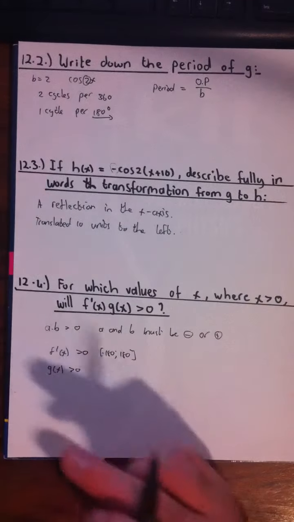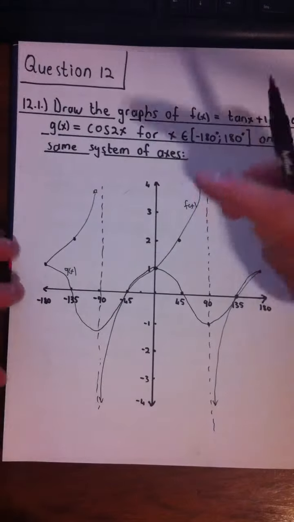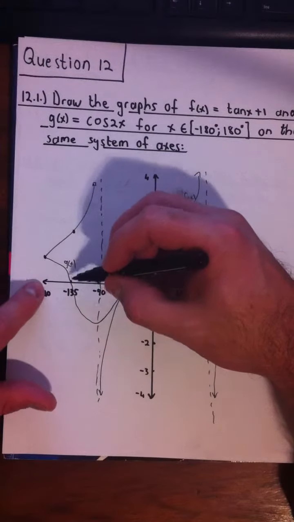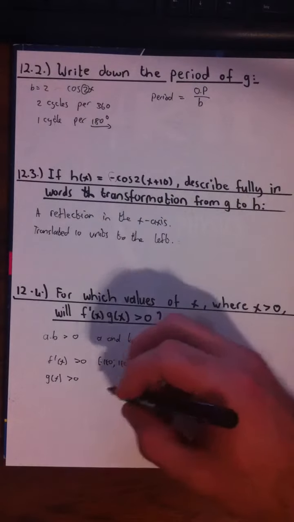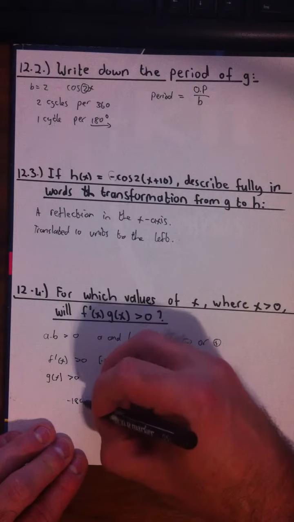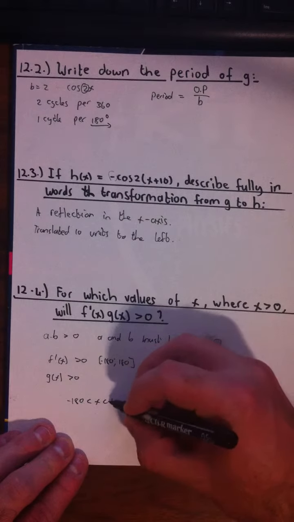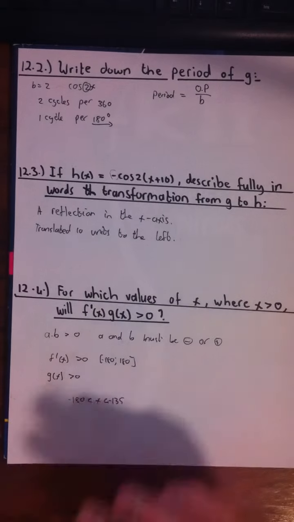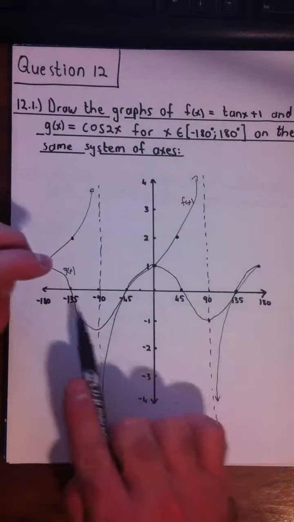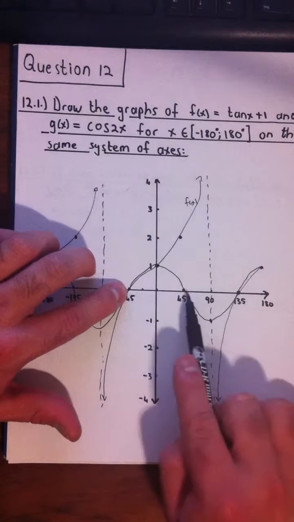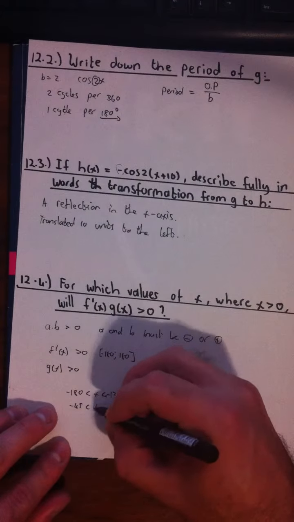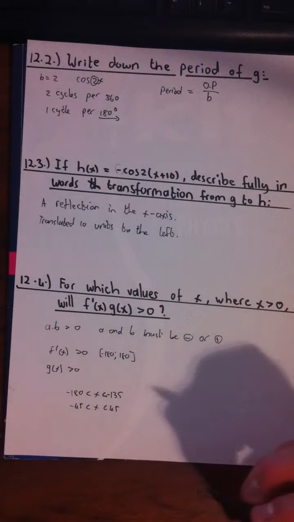Okay, where is this graph above the x-axis? Let's start looking at the left here. We've got g, so that's between negative 180 and negative 135, this spot here. Okay, so that's one area so far. It's just rough work to write down what we know. And then we see, again, from negative 45 to 45.